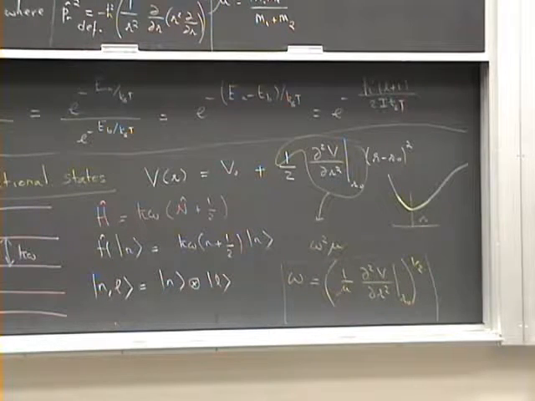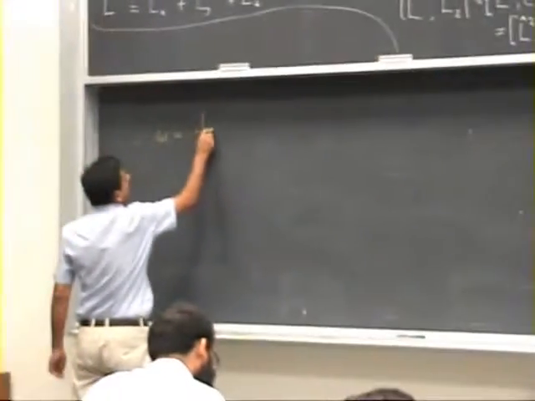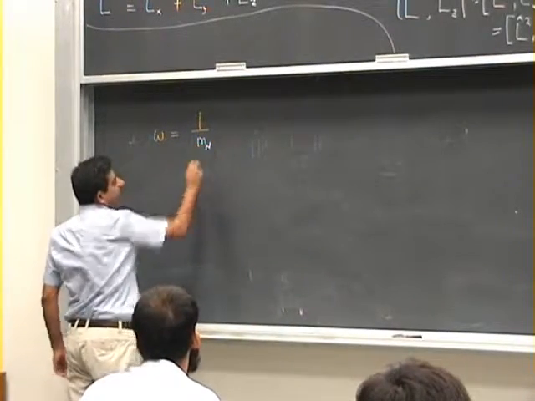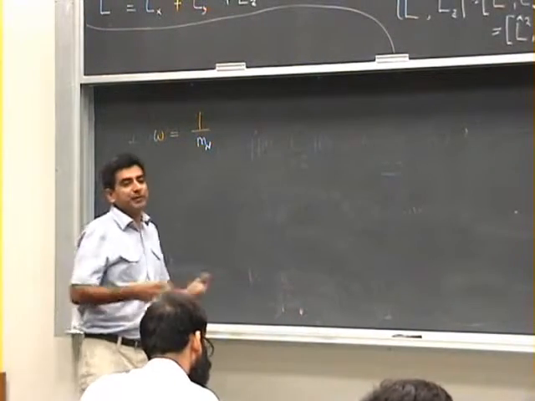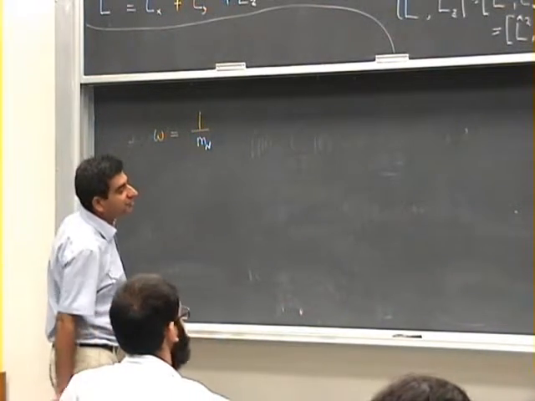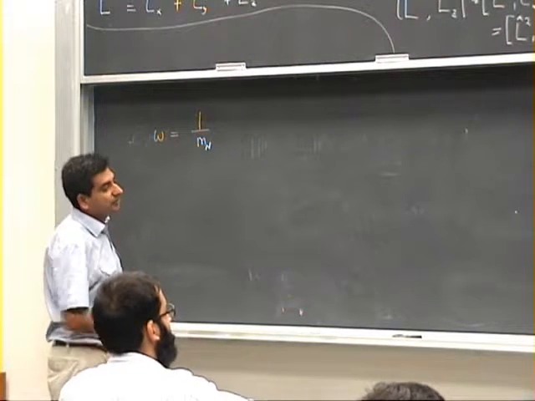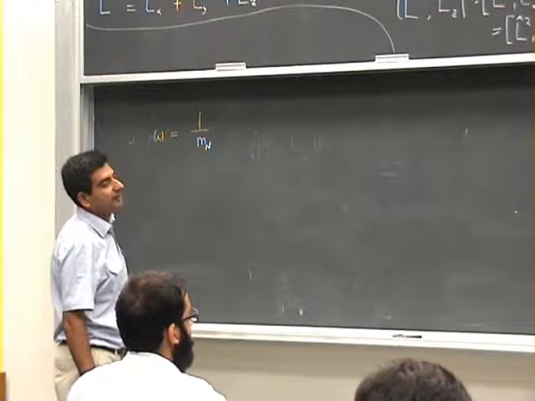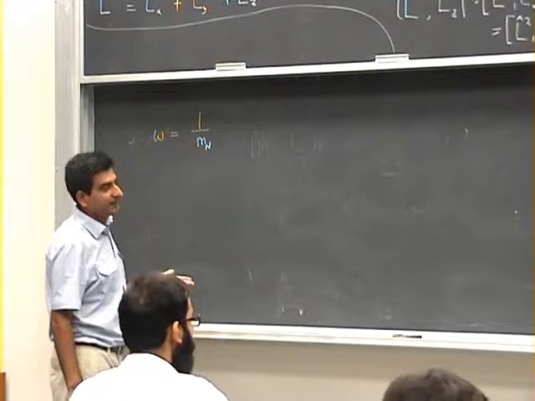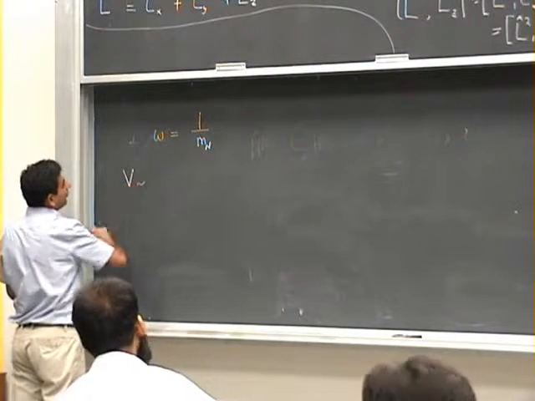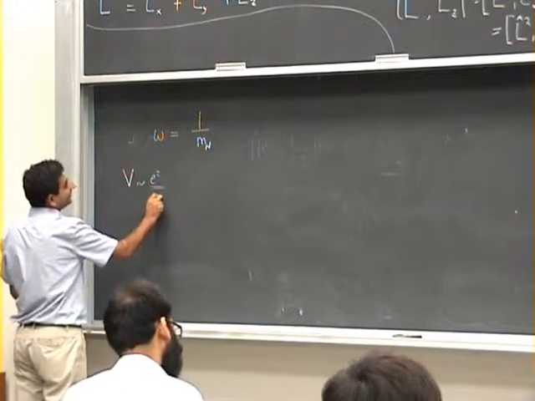Now omega is 1 over mu. This mu is generally the mass of the nucleus we're talking about. Suppose it's a homonuclear molecule, both of the nuclei have the same mass, Mn. Now consider the second derivative of the potential energy with respect to r. The potential energy is of the order of e squared over a, right?